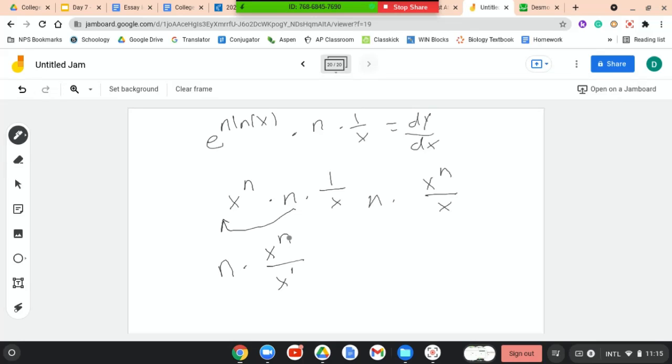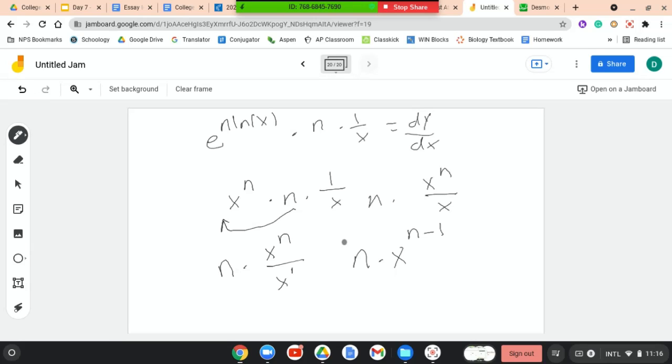We know a rule for dividing exponents where the bases are the same, right? Can we just simplify x to the n over x to the 1? We can simplify that, but be careful. What's the rule for dividing exponents like this? I thought it was the exponents over each other, but it's not that. You're close. It's the exponents minus each other. So I could rewrite this as n times x to the n minus 1.